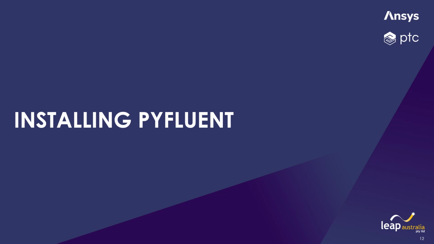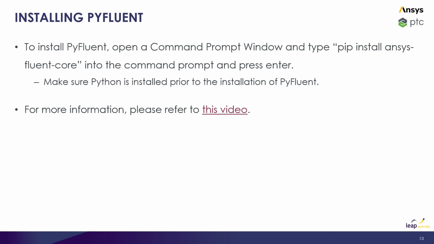Before going through the PyFluent script itself, it's important to get PyFluent installed on the computer, and so the following slide will detail how to do this. In order to install PyFluent, it is required to have both Fluent and Python installed on the computer on which you are trying to install PyFluent. The install can be completed by opening a command prompt window and typing in pip install ansys-fluent-core. For more information, please refer to the video linked in the slide. This will detail how to install PyFluent itself and any of the specific requirements that need to be completed in order to successfully install PyFluent.